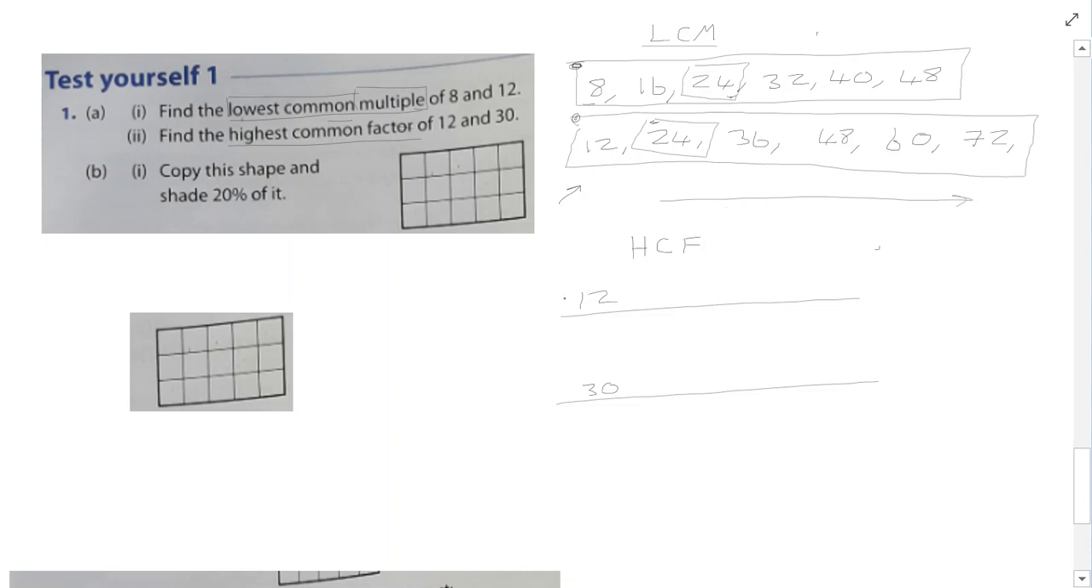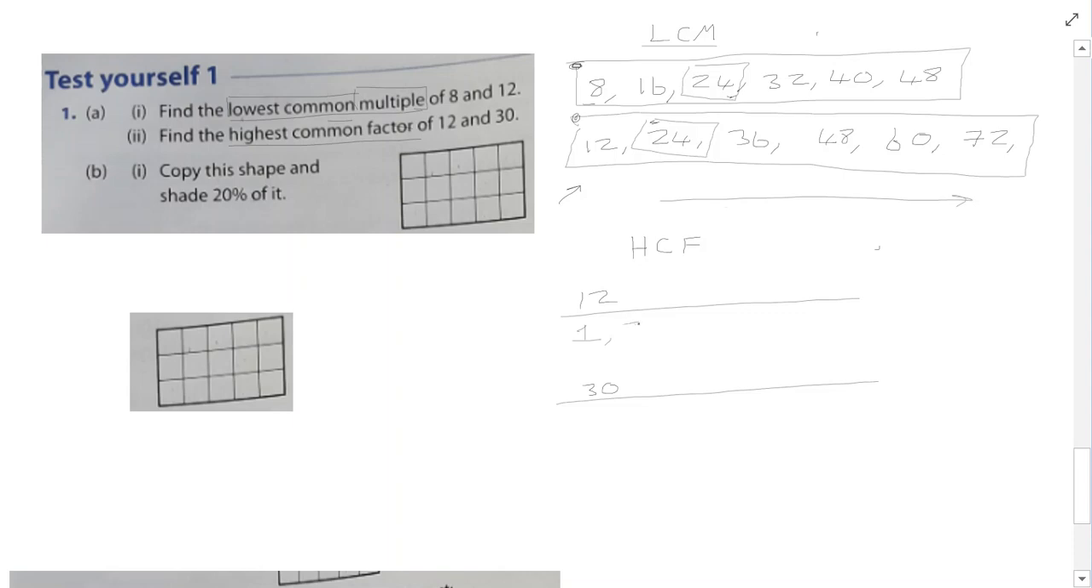So we go from 1 and we work all the way up to 12. If we think about 1, is 1 a factor of 12? It is, because 1 will divide in evenly into 12. So 1 is a factor. Is 2 a factor? 2 will divide in evenly into 12. It goes 6 times.